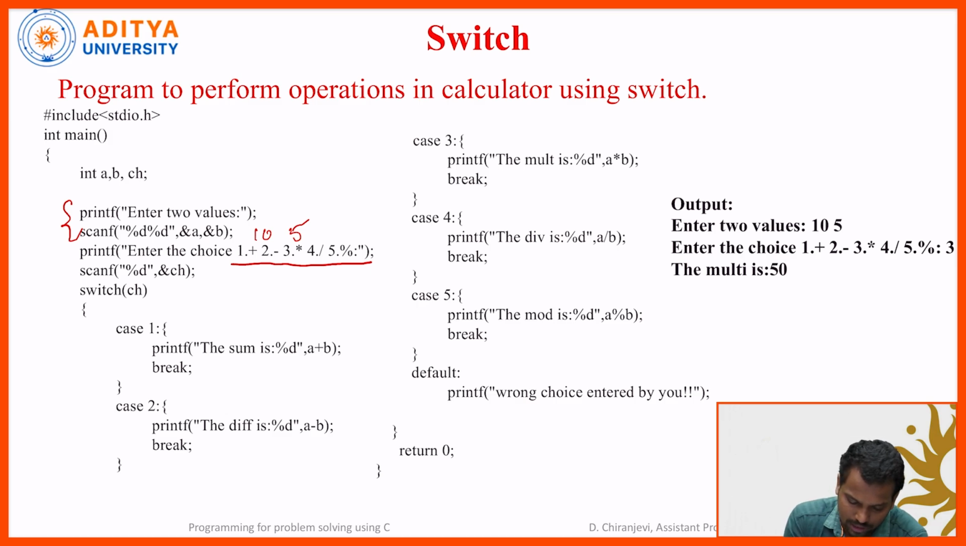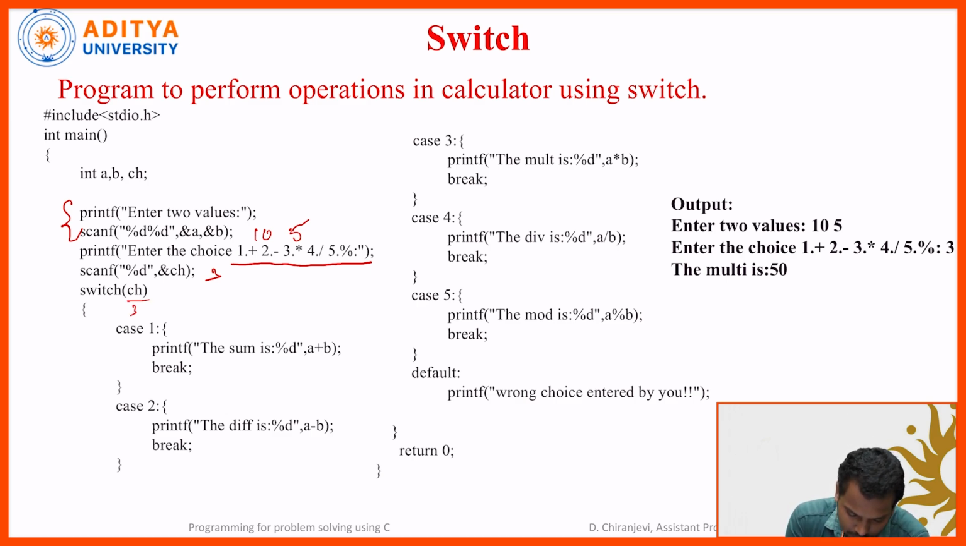Let us say if the user presses 1, then it will perform addition. If the user gives 2, it will perform subtraction. User gives 3, it will perform multiplication. User gives 4, then it will do division. If the user gives input 5, then it will perform modulus. So based on the user choice, it will perform the operation. Let us say the user has given choice 3. So that 3 has been stored in this ch variable, then the ch value is 3.